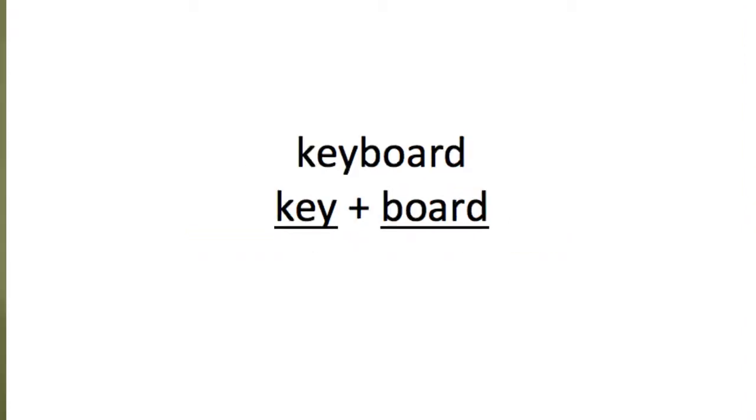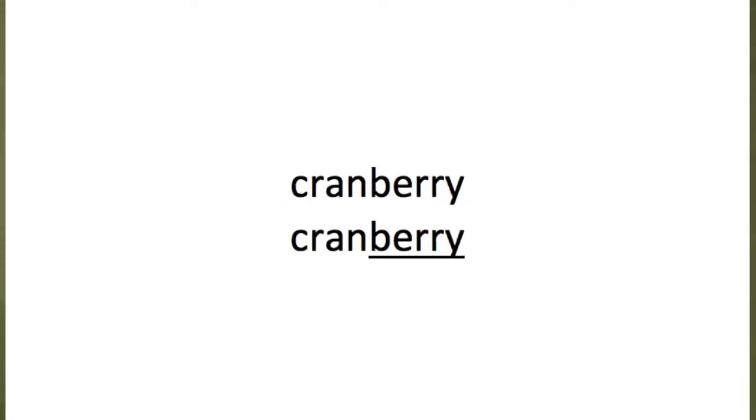Let's take the next word, keyboard. Keyboard uses a slightly different word formation process, but it has two morphemes, key and board. Both of those are meaningful. We can pretty easily define them. We combine those separate words, separate morphemes together to form a new word, keyboard. Keyboard has two morphemes. What about cranberry?